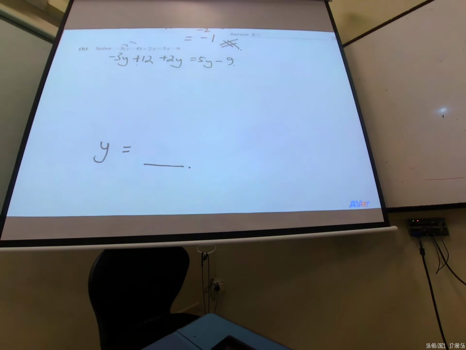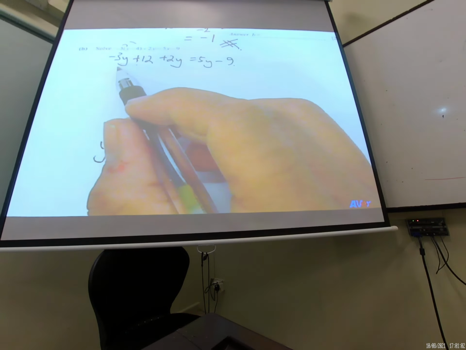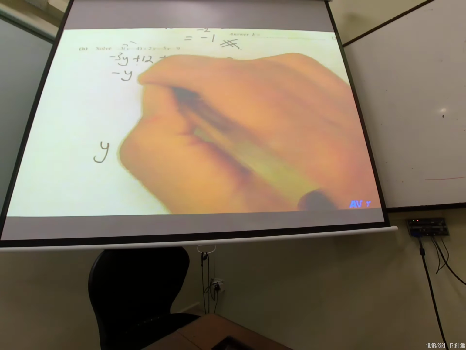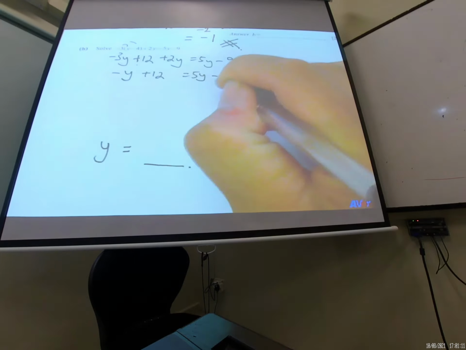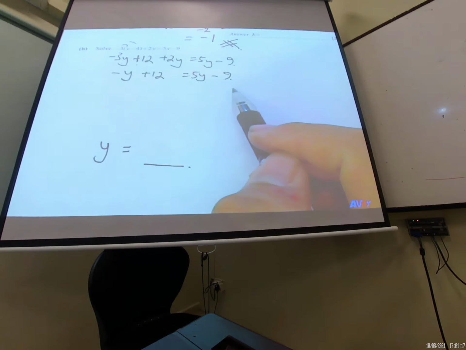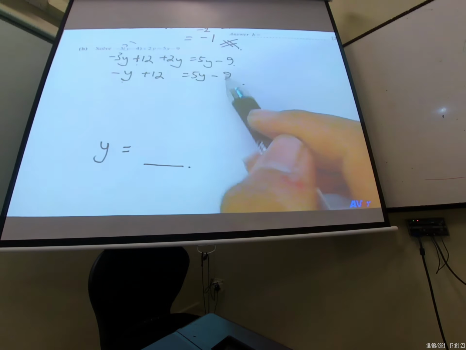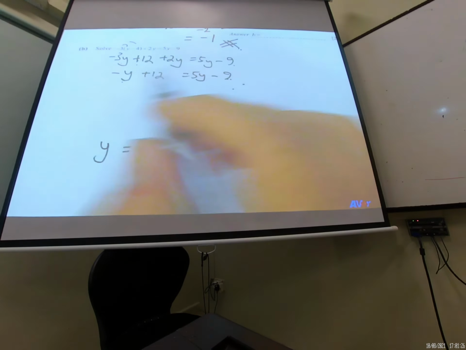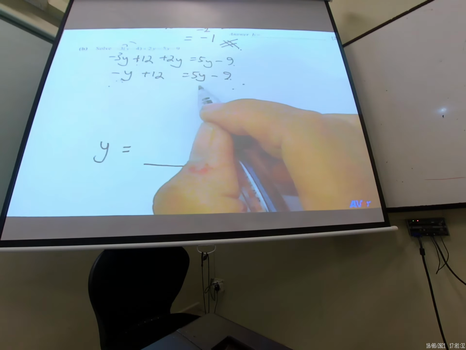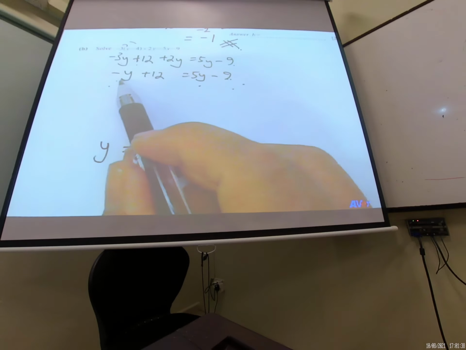Any chance that we have, we try to simplify. So -3y, we simplify by grouping the like terms. -3y plus 2y is -y. Plus 12 equals 5y minus 9. We can put all the y on this side, we can also put all the y on the other side. If we put all the y on this side, we put all the numbers on the other side. Then when I look at it, y is negative on my left and positive on my right. As much as possible, I would prefer to work with positive numbers. So here is negative y.